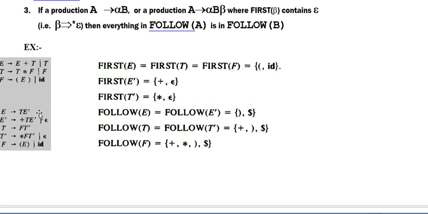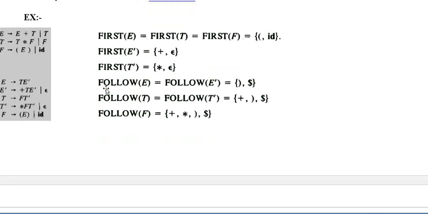So now moving on to the example. Here we have the same productions in the input section. We have already generated the first of E, T and F, and the first of E dash and T dash. Those we have already completed. So now moving on to the follow. Here we need to generate the follow of E. In the E section, first of all we need to search for E. Is there an E? Yes, there is an E.